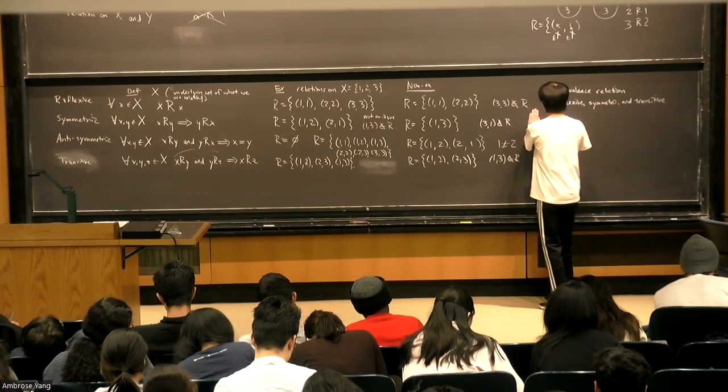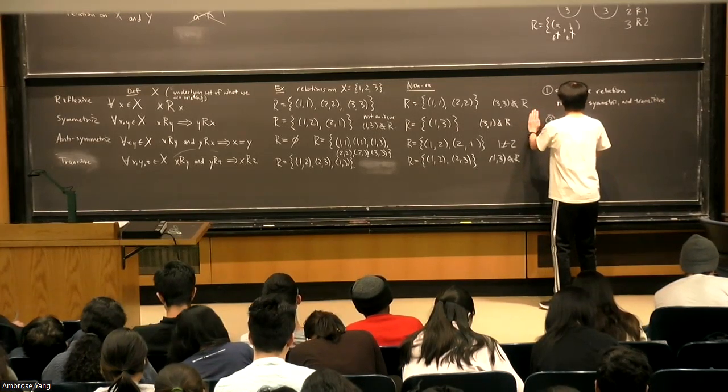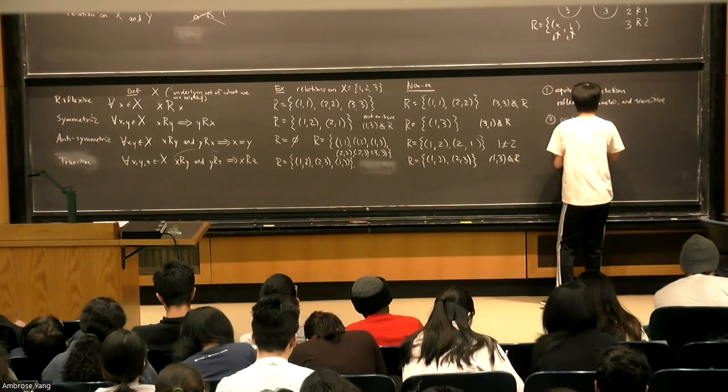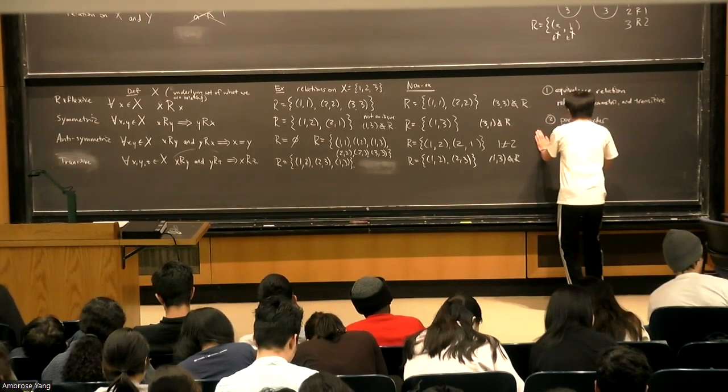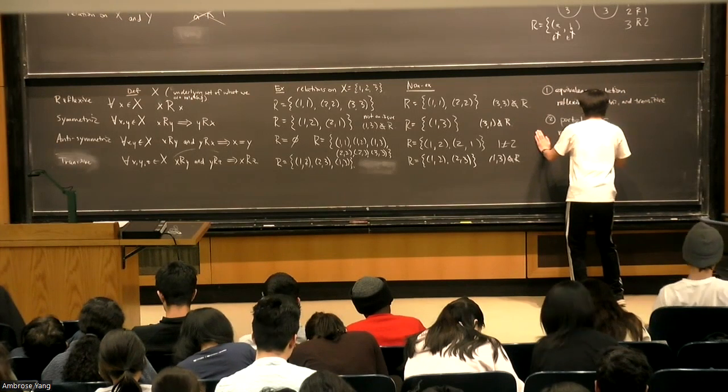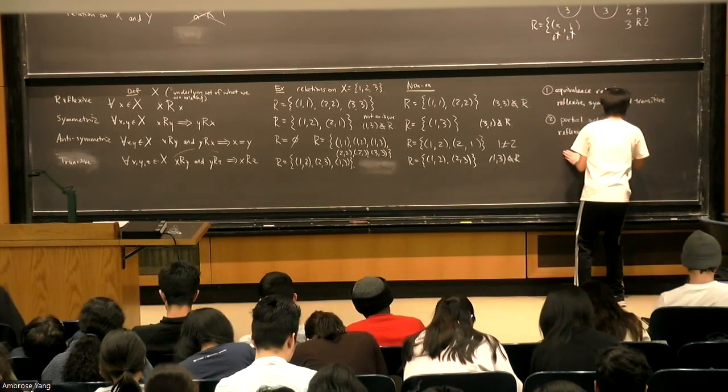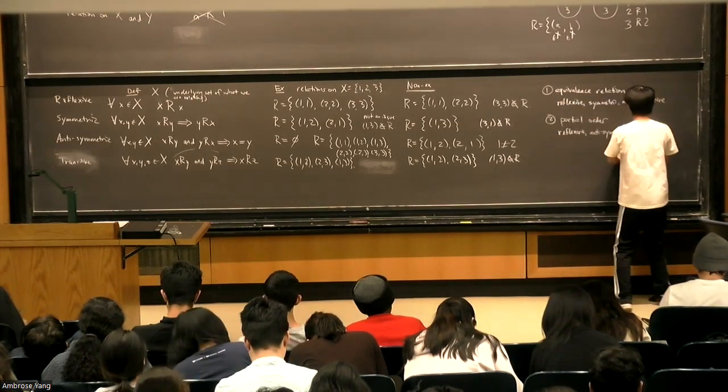And the second definition I want to give you is that of a partial order, which has to be reflexive, anti-symmetric, and transitive.